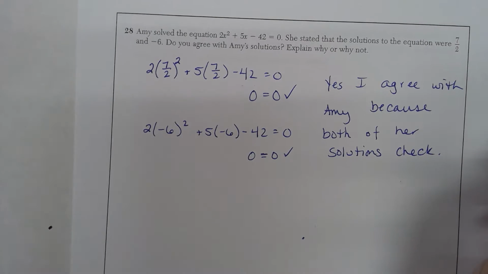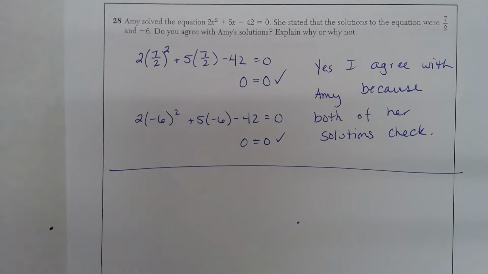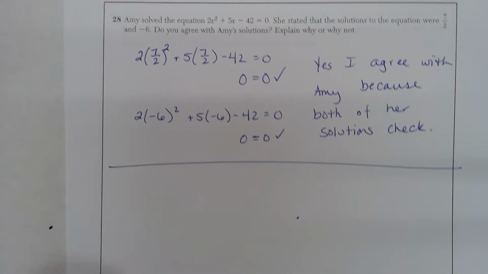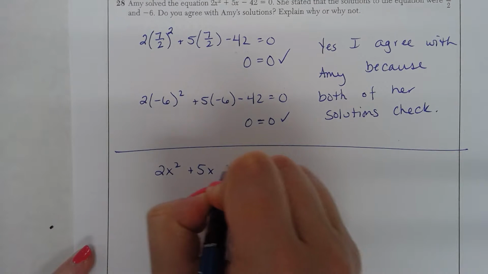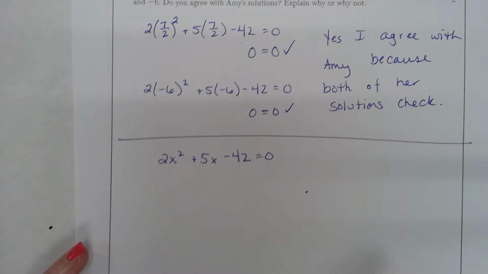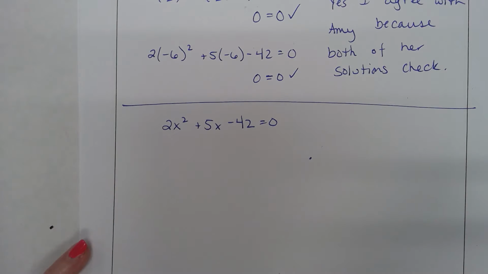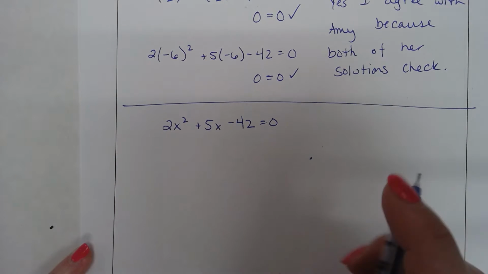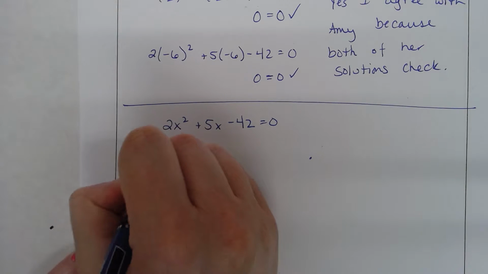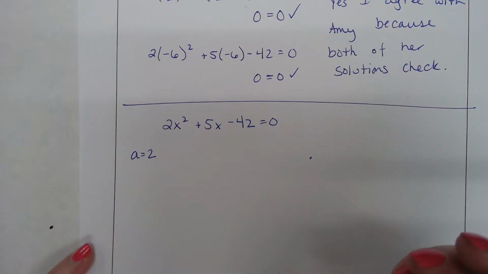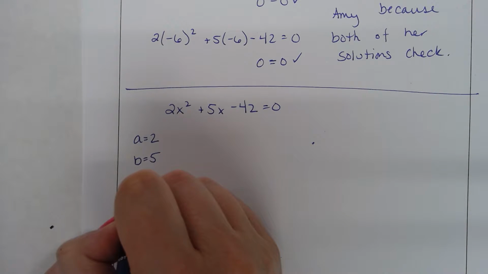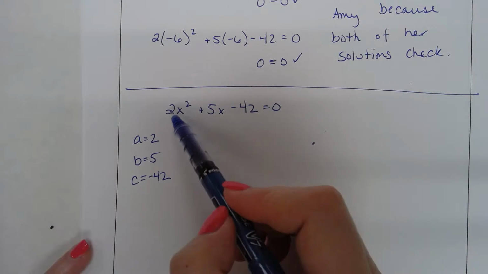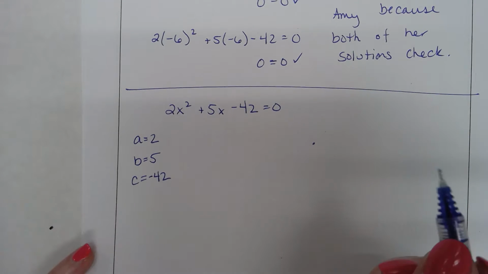Okay, now let's say I didn't want to do that. Let's say I solved the equation. So her equation is 2x squared plus 5x minus 42 equals 0. If I solve for x, I can factor, I can complete the square, or I can use quadratic formula. I'm going to use quadratic formula. It's easiest, I think, because I don't have to memorize it, and it always works. Factoring doesn't always work. So I've got a, b, and c: 2, 5, and negative 42.